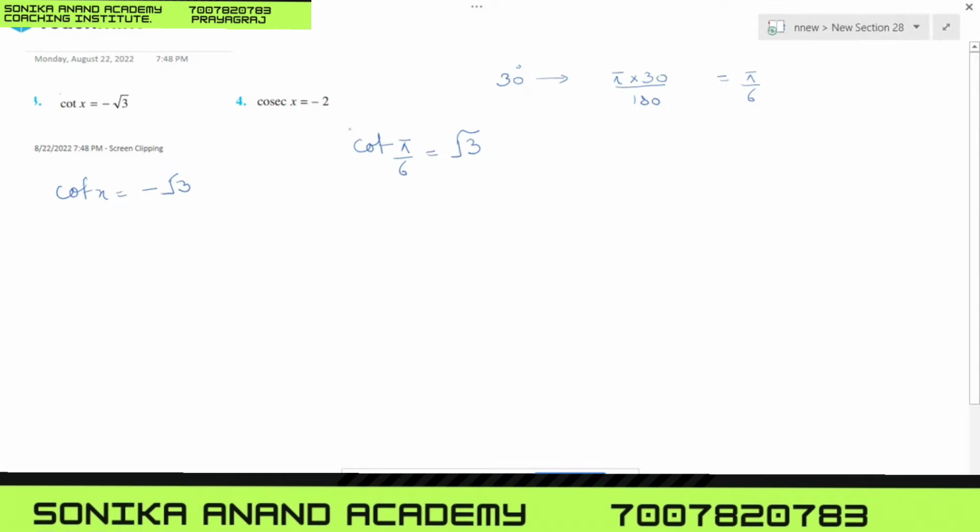Okay, listen. We have the positive value root 3 for pi by 6. But here in this question it is given as negative. Now we go for the quadrant. This is positive and this is positive for tan and cot.